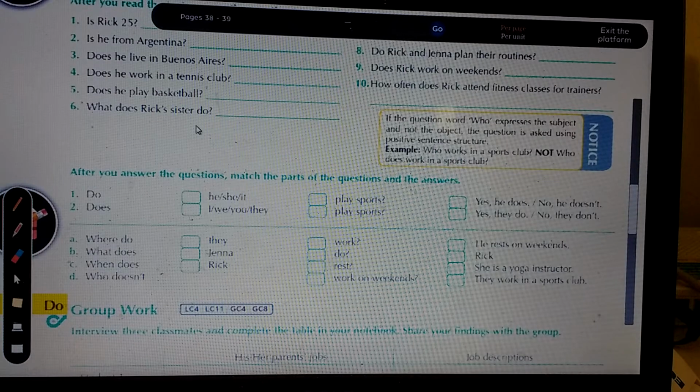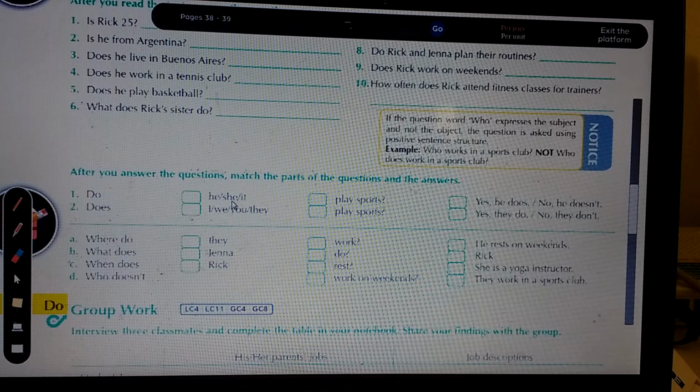And then it says, after you answer the questions, match the parts of the questions and the answers. So here we have 2 words. Number 1, do. Number 2, does. So you have to write in these boxes the number of the word that belongs to the sentence. For example, do. Is it used with he, she, it? No. So do, is it used with I, we, you, they? Yes. So we have to write over here number 1.